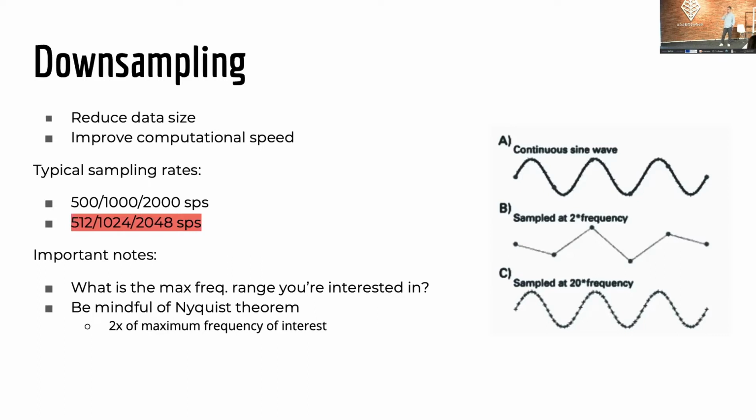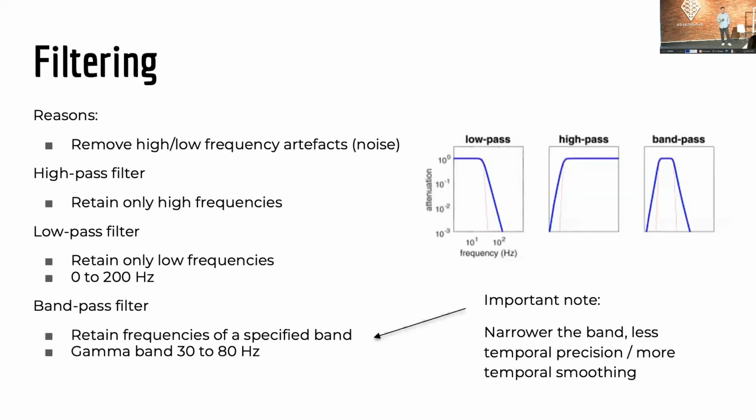Filtering, that's the next step. After you do the downsampling, then you might want to do filtering of the signal. So you need to remove high or low frequency artifacts, because those eye movements or muscle movements are usually on a slow oscillatory wave or on a very high oscillatory wave frequency range, so to say. And you want to get rid of it as well.